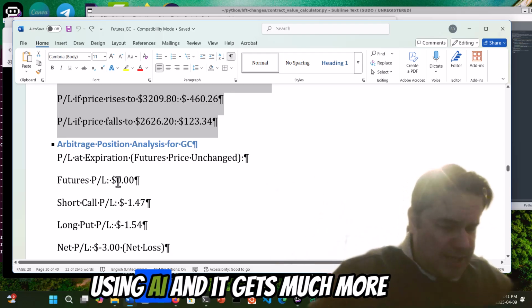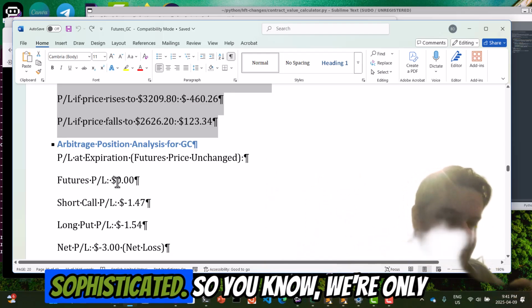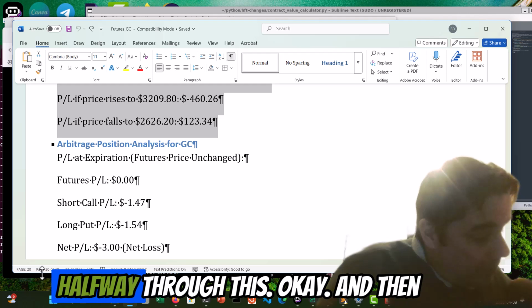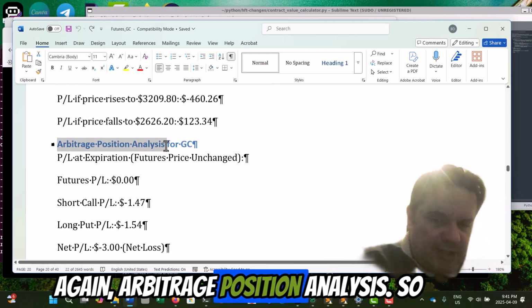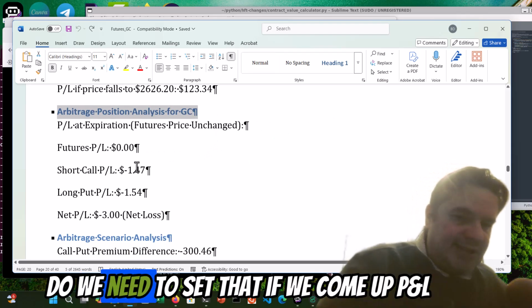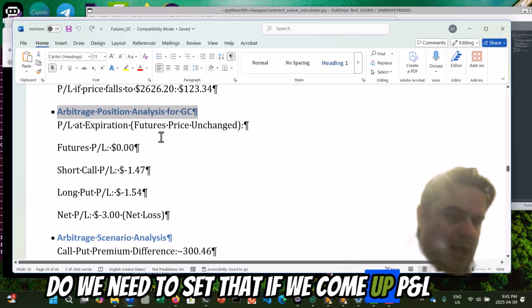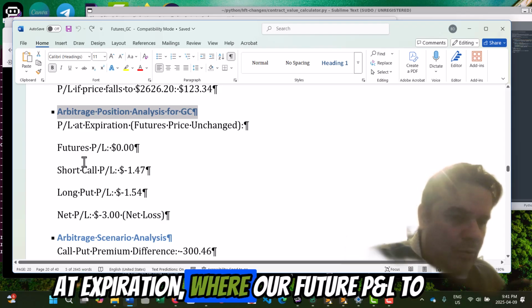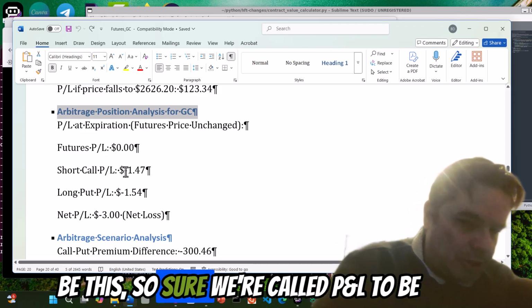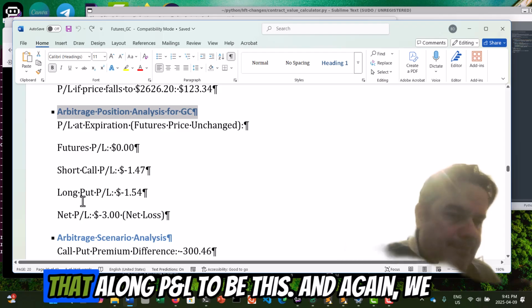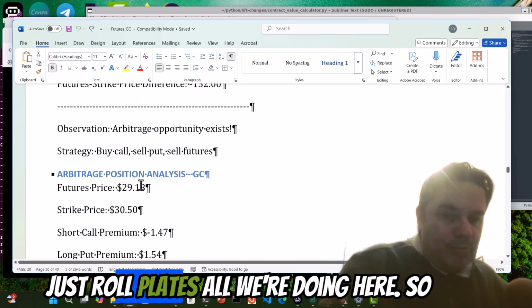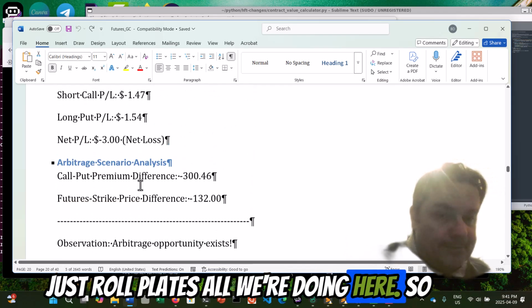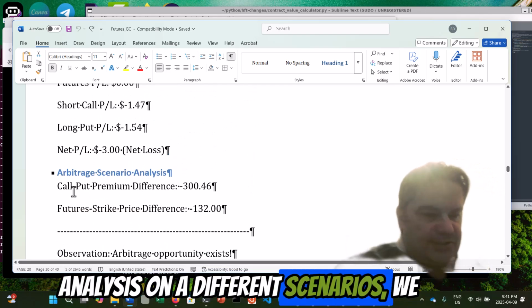Again, this is all using AI, and it gets much more sophisticated. Just so you know, we're only halfway through this. Okay. And then again, arbitrage position analysis. So what do we need to set if we have a P&L at expiration, where a future P&L could be this, a short call P&L could be that, a long put P&L could be this. And again, we just role play. That's all we're doing here. So analysis on different scenarios.